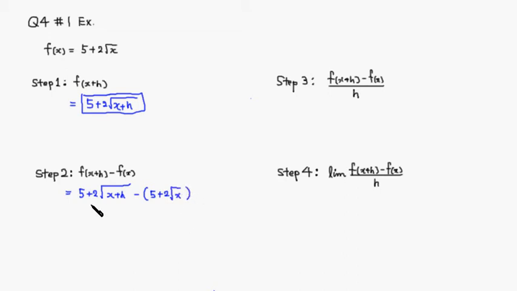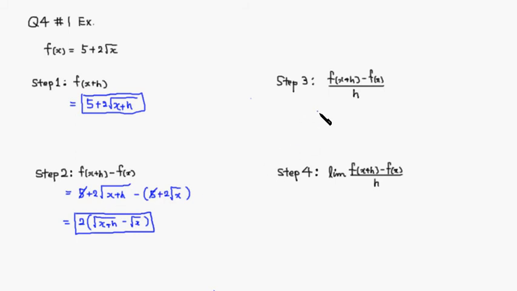Then we can cancel out 5 minus 5. And since 2 is in common, I'll factor out 2. Then we have square root of x plus h minus square root of x. So that's step 2.